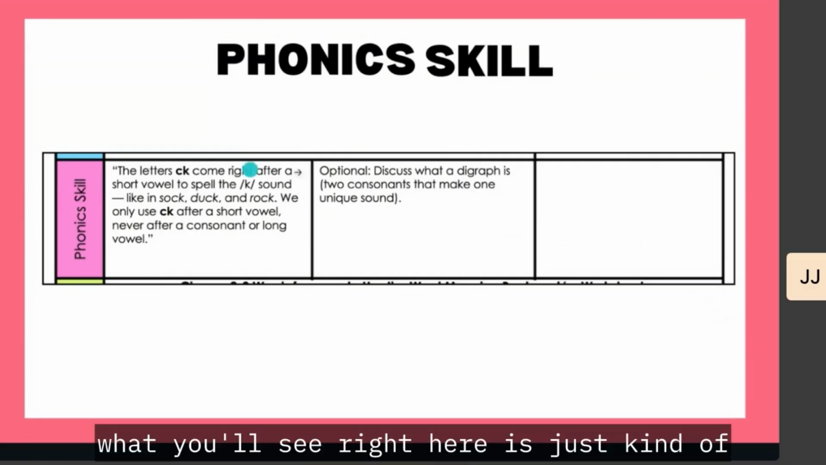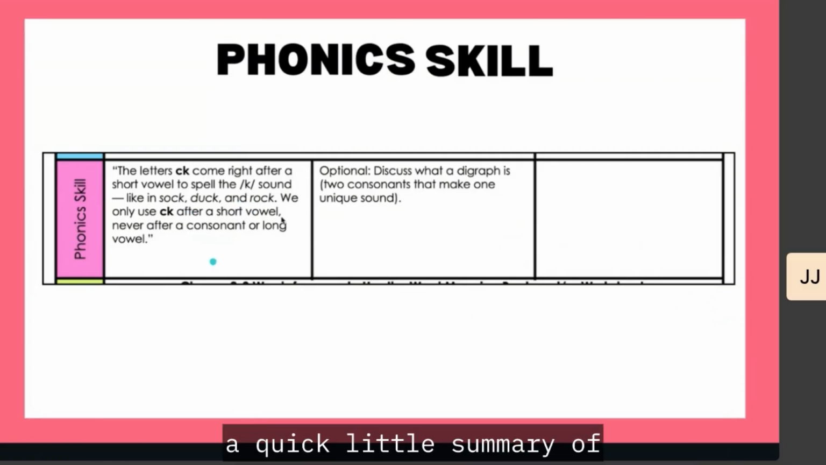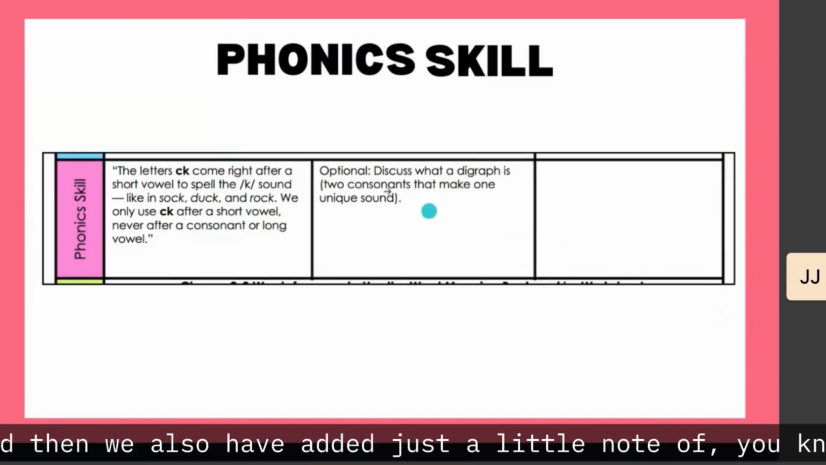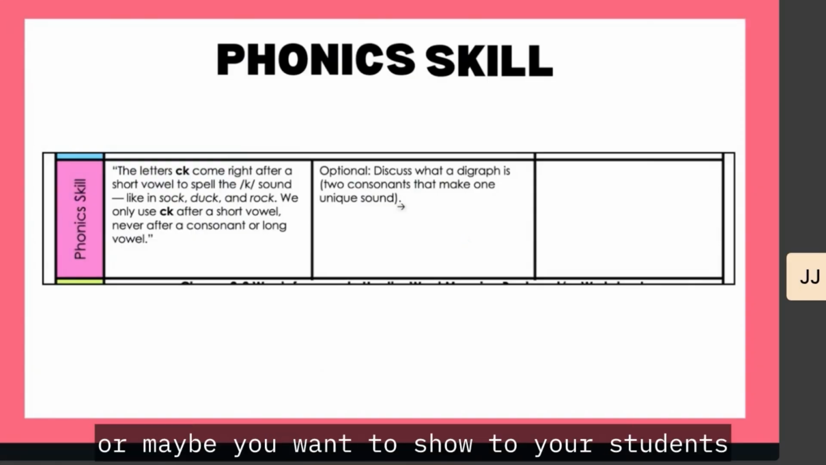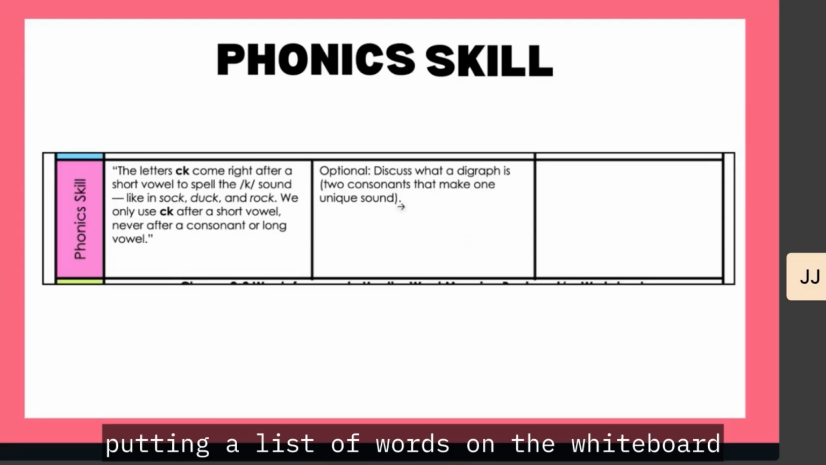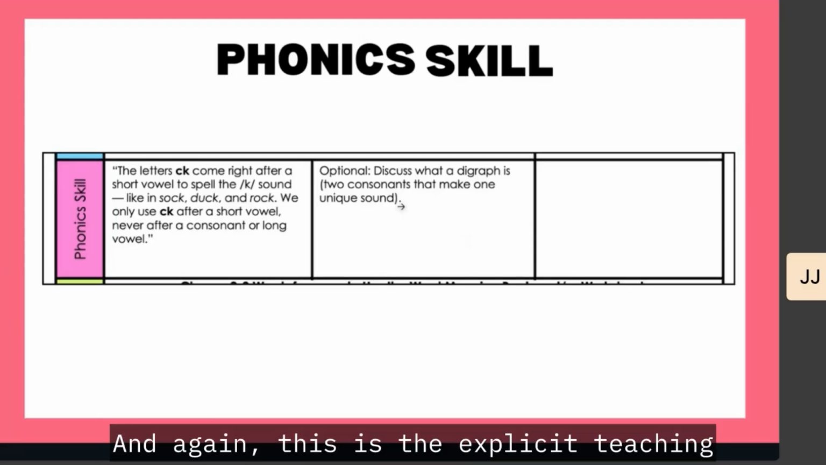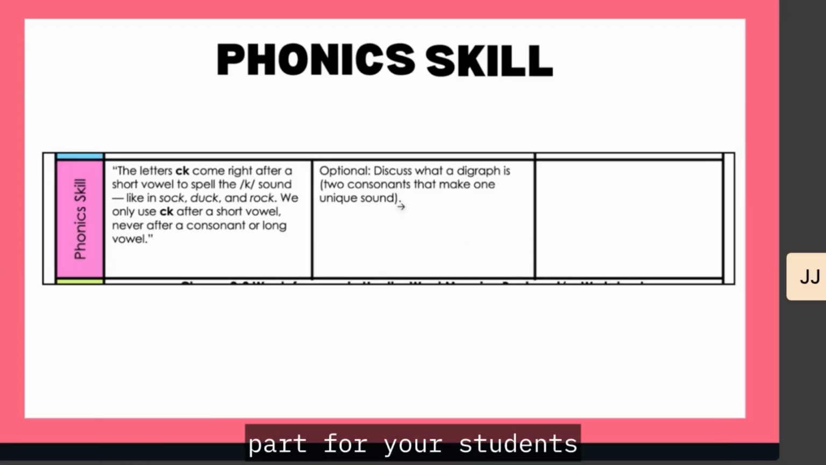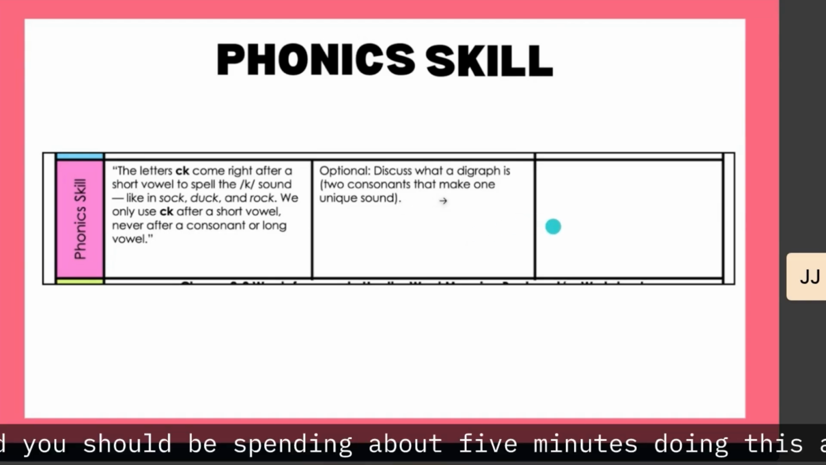What you'll see right here is just a quick little summary of what you can say to your students. And then we also have added a little note of something you may want to say, or maybe you want to show to your students, whether it be an anchor chart or putting a list of words on the whiteboard. And again, this is the explicit teaching part for your students, especially when it's a new skill. And you should be spending about 5 minutes doing this.